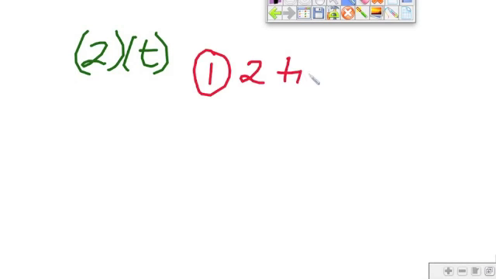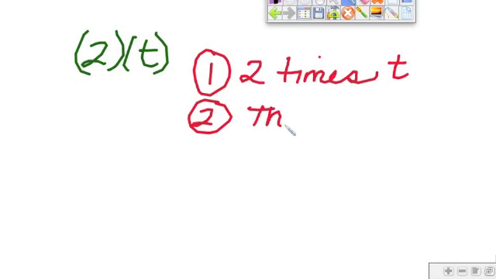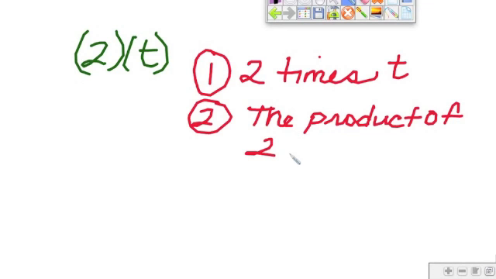2 times t. But if we were to use the higher academic vocabulary, we might say something like the product of 2 and t.